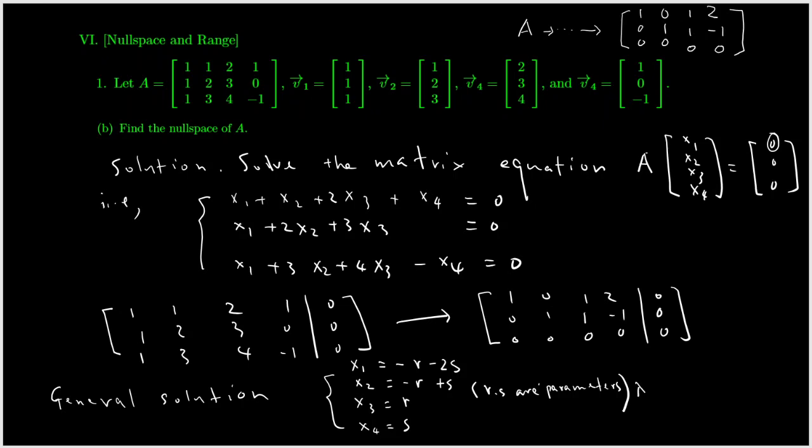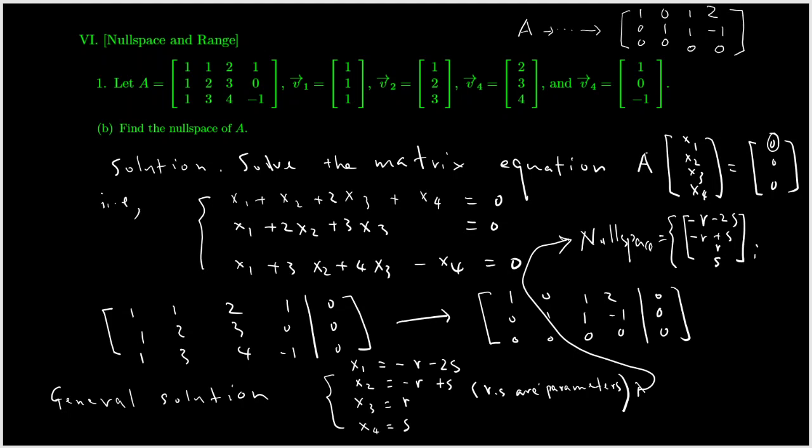That will give you the null space. So can I write the null space here? I'm going to write the final answer to question B in here. The null space is the set consisting of all such vectors. The first component is negative R minus 2S, coming from x1. You look at the mouse cursor. The second component is negative R plus S, coming from x2. The third component is R, and the fourth component is S. You want all such vectors. Because R and S are parameters, they can take any number. I can make R and S run through all the real numbers.